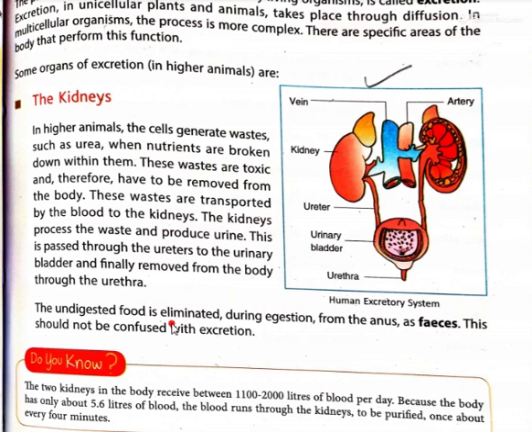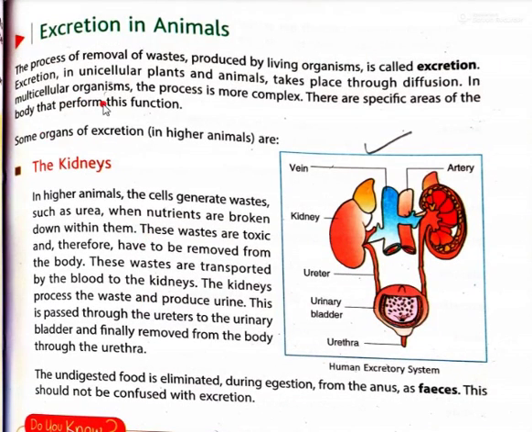The undigested food is eliminated during egestion from the anus as feces. This should not be confused with excretion. Yes, important line. When the undigested part of the food is eliminated from the body, it is known as egestion. But when waste like urea, which is generated in the body after chemical reactions, is removed, that is known as excretion. It is written here also.